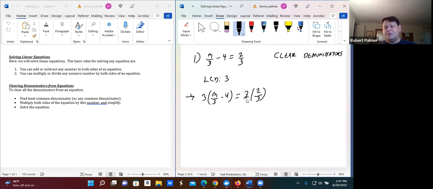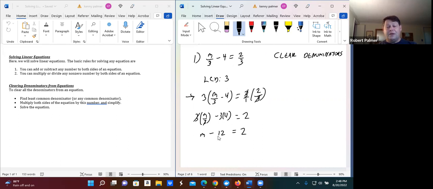Can't cancel these out. Just remember this is going to be 3 over 1. So I multiply that across, it'll be 6 over 3, which will reduce, but these cancel out, and I'm left with 2. Now here, distribute the 3, and I'll write this step out. So 3 times m over 3, then minus 3 times 4. If I simplify that, the 3's cancel each other out here. So we have m, and here 3 times 4 is 12, so m minus 12 is equal to 2.